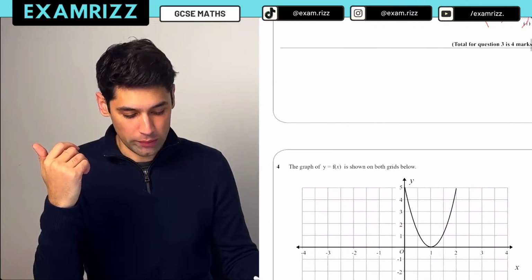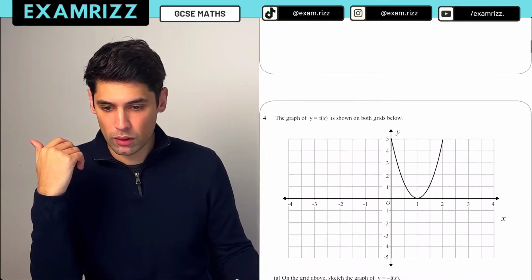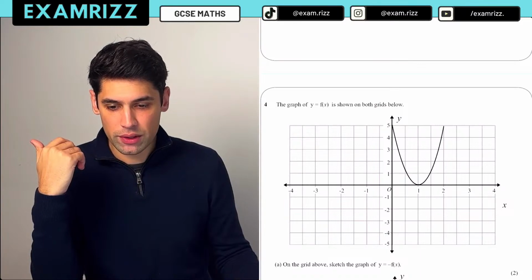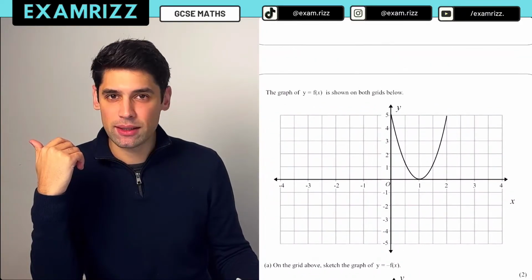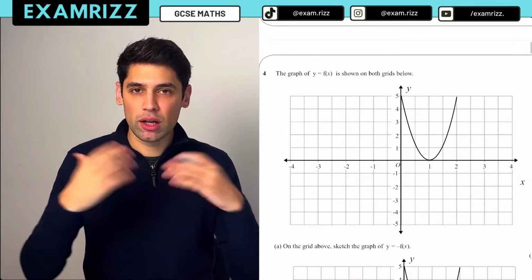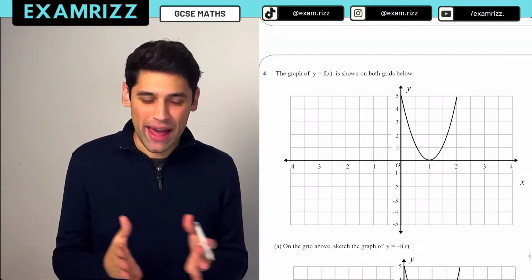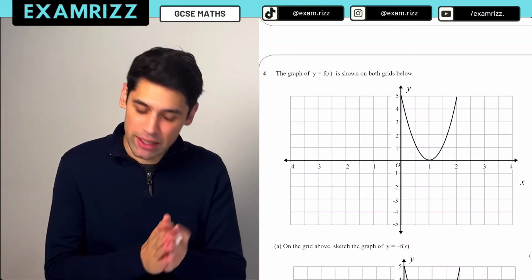So now we're going to do some drawing. I do enjoy drawing graphs. It brings out my artistic side. Makes a bit of a change from writing out equations and all of that. Getting to draw something nice, making it look good.